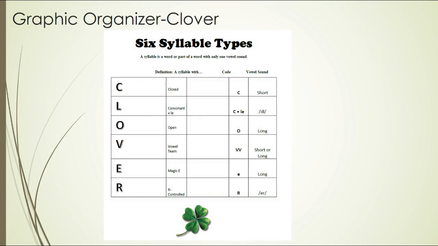Before we start our presentation, though, you do need to make sure you have printed or downloaded the graphic organizer on 6-syllable types with the mnemonic Clover. I've created this for you as sometimes it is difficult for students to remember the 6-syllable types. You might think about doing something like this for your students, especially students with disabilities, but not just students with disabilities. This is a good practice for all students. Using this graphic organizer, you can take notes as I go along and talk about each of the syllable types.